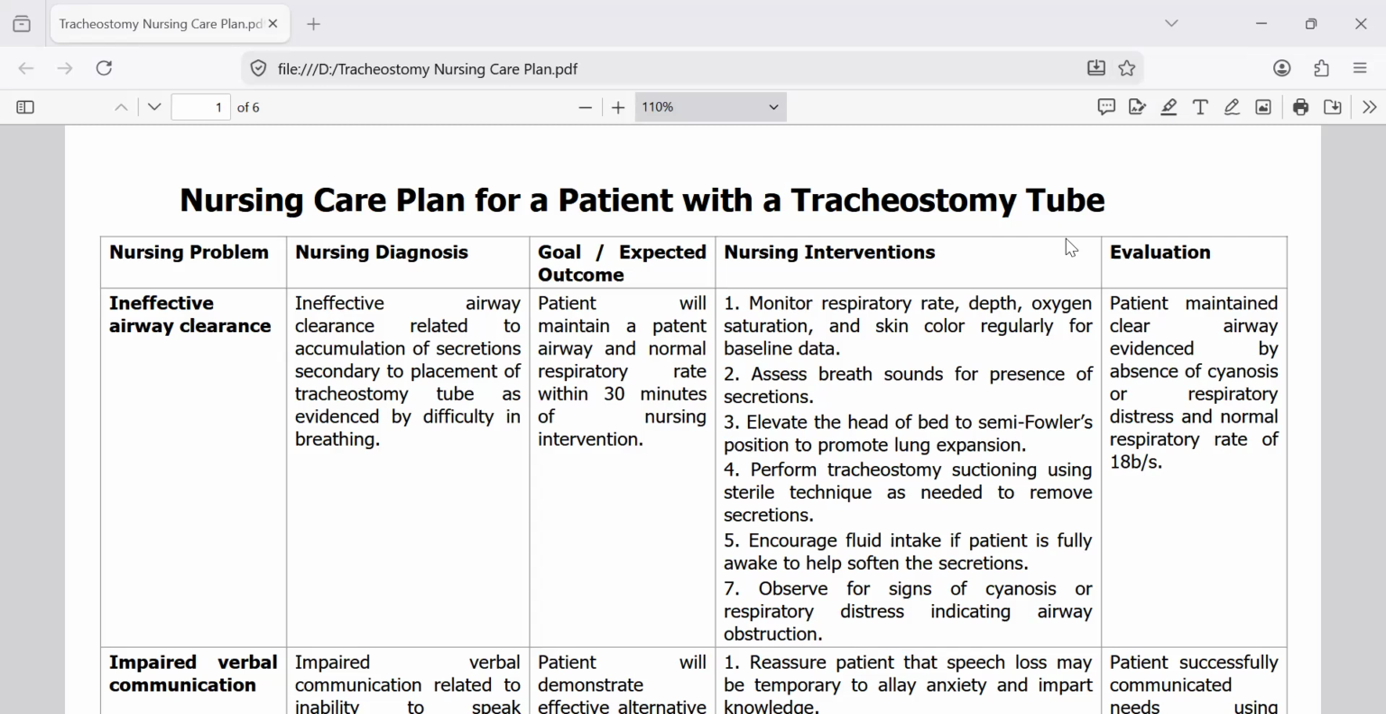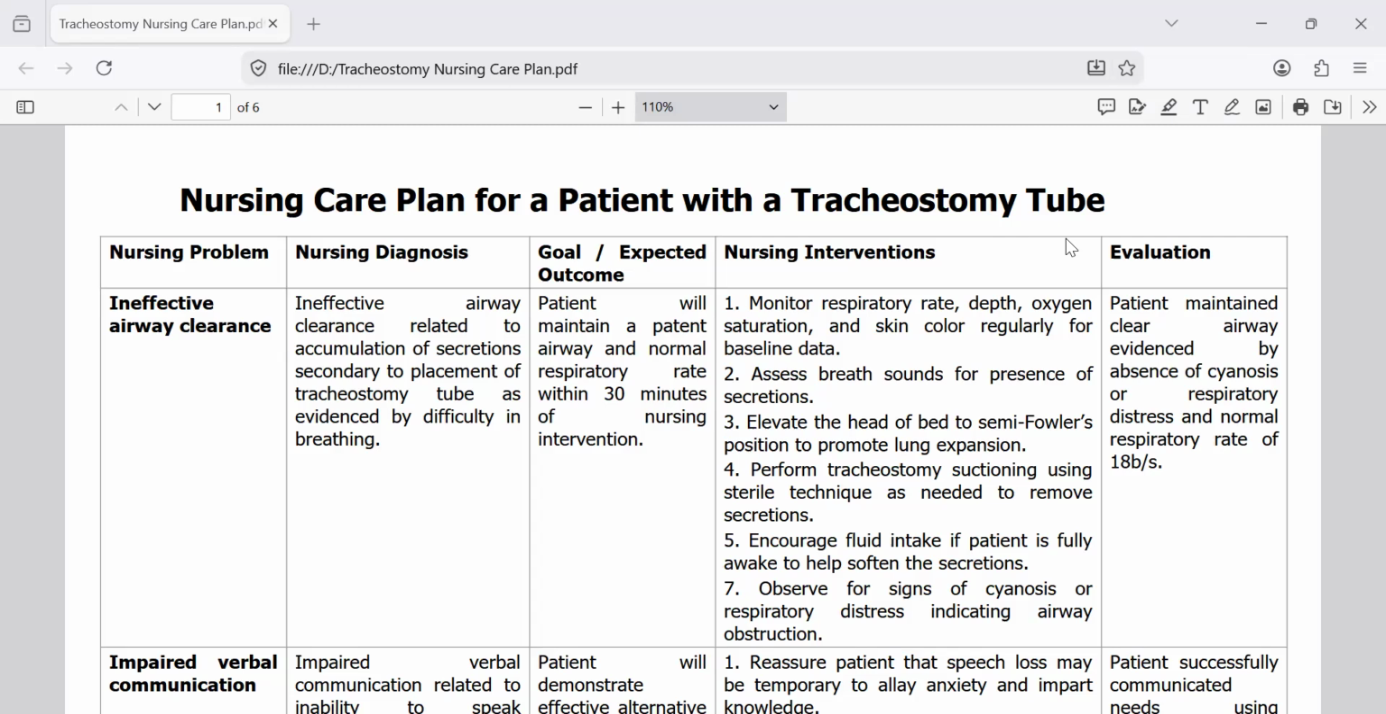Interventions: I will monitor the respiratory rate, depth, oxygen saturations, and skin color regularly for baseline data. So here we've just clustered everything up, but you can separate them, where you look at the respiratory rate and the depth by itself for baseline data. You can also monitor oxygen saturations using a pulse oximeter to determine if the patient has less than 90% oxygen saturation, and administer supplemental oxygen.